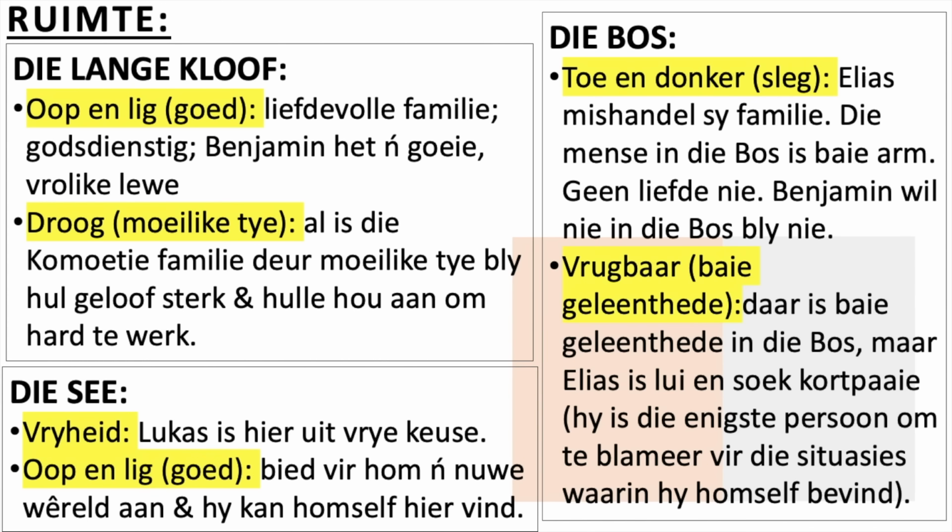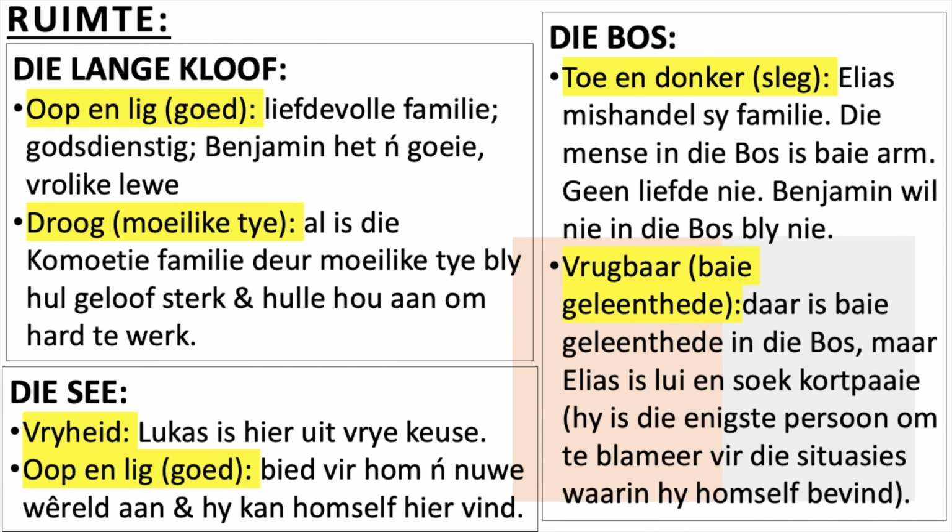Then the other space we have is the sea, so the ocean. And the ocean is like Naisna, when they also talk about Naisna, the door. Obviously, being by the ocean is being close to the ocean. You can see the ocean. But the rest of it, like going into the town Naisna, it is close to the ocean. So here you just have vryheid, so freedom. Lucas is hier uit vrye keuse. Lucas chooses to live by the ocean.